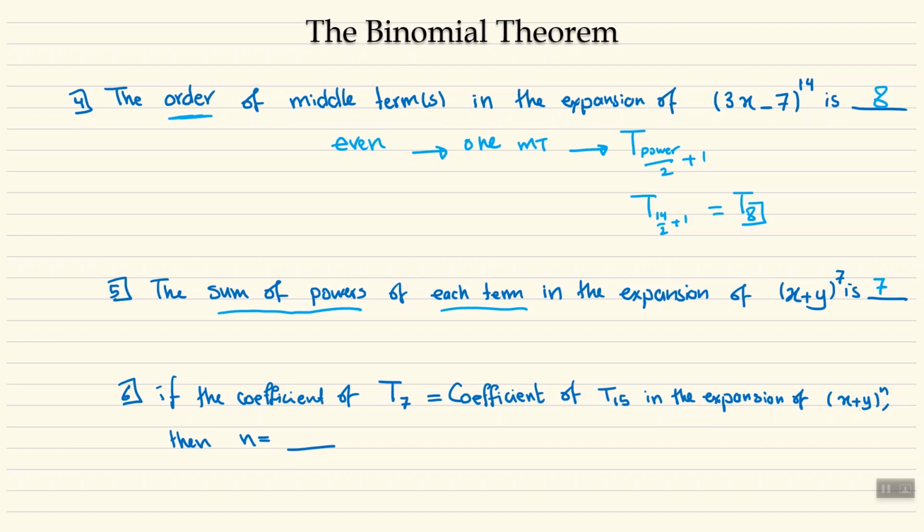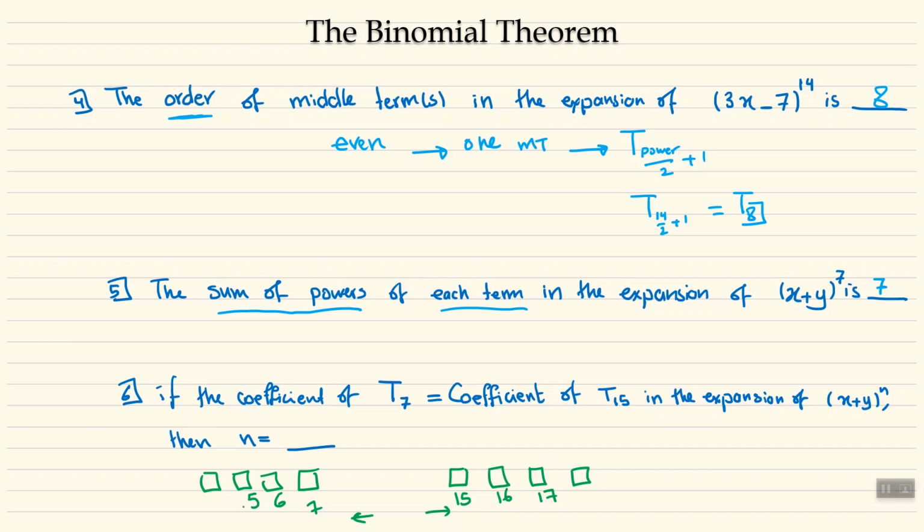Now this one is a smart question. Look, now we have (x + y) to the power of n. We don't know the power, but we know that the coefficient of T7 is the same as the coefficient of T15. We know that the coefficients are symmetrical. This is what we said in the last lecture. Symmetrical means that a power from the right is going to be equal to the power from the left. So if 7 equals 15, this means that 6 equals 16 and 5 equals 17, because the powers from the left and from the right should be equal. We've seen this in the previous class.